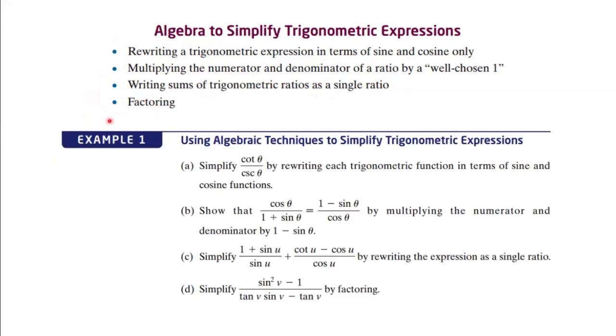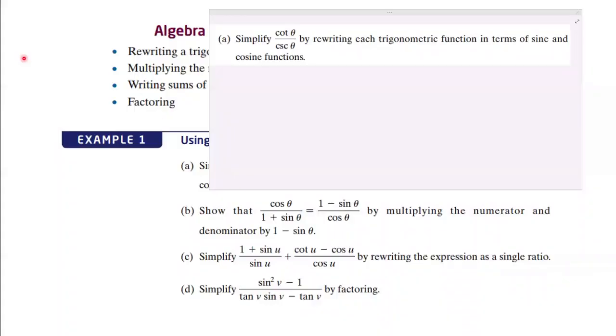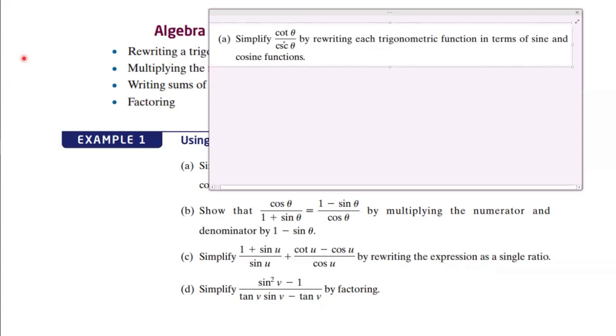So we'll start with this right here. The cotangent divided by the cosecant of theta. Our goal is to rewrite it using just sine and cosine. Okay, so on this first example, we want to rewrite it in terms of sine and cosine only. And so the cotangent, the identity was that it is equal to the cosine over the sine.